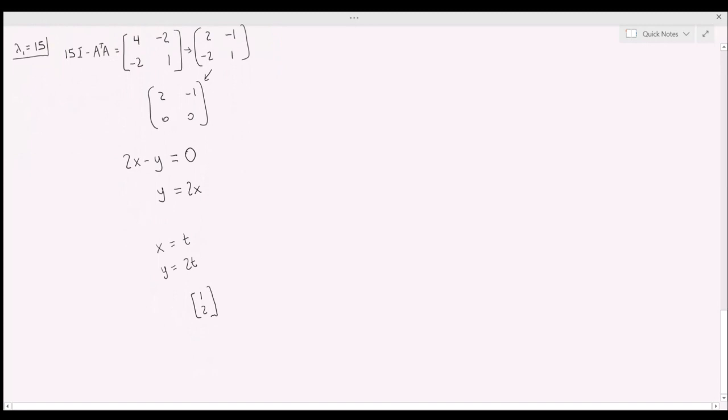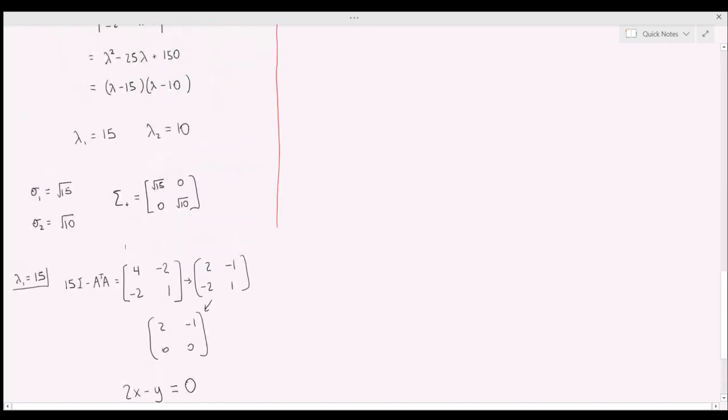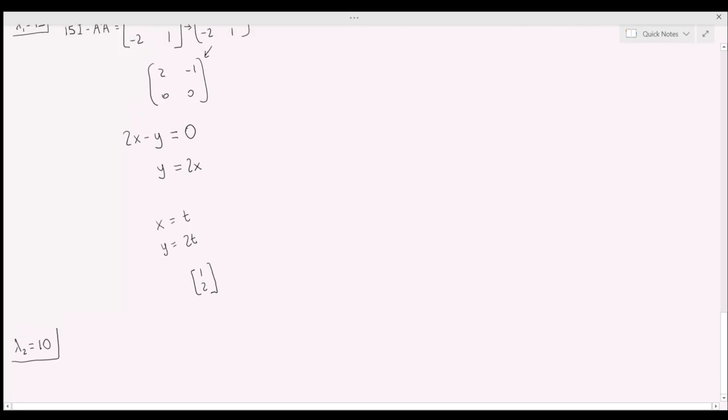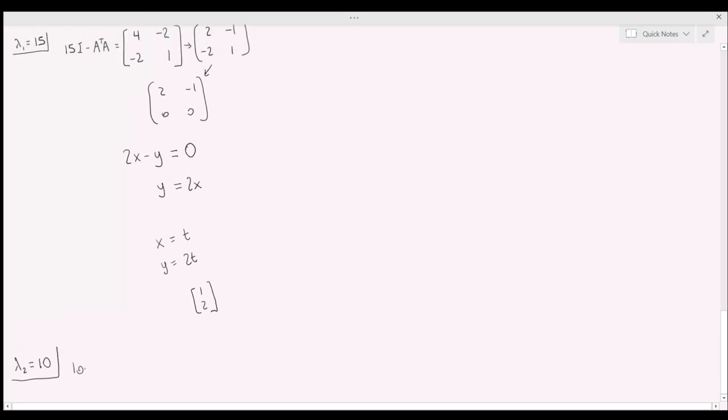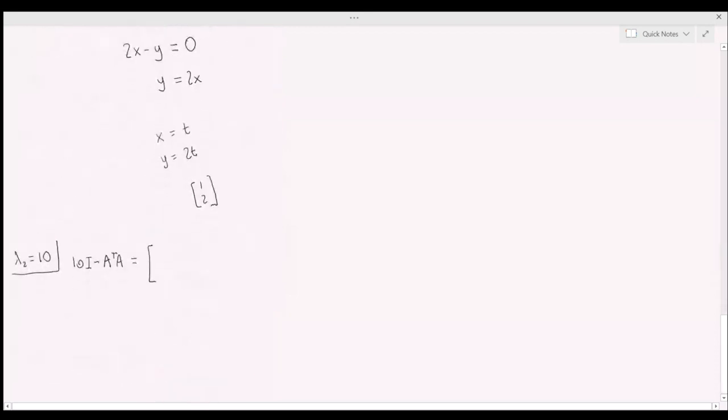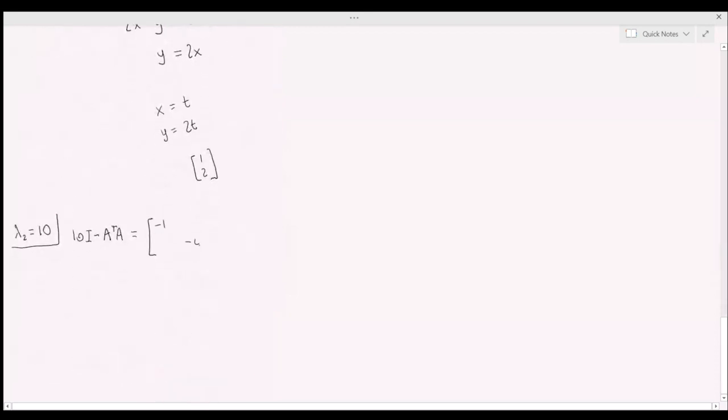And so I'm going to go ahead and find another eigenvector for the other eigenvalue first. So next, lambda 2 was 10, so let's find an eigenvector for this guy. So looking at 10I minus A transpose A. So looking at the original lambda I minus A transpose A matrix, I'm going to plug in 10 for lambda. So it'll be -1 and -4 on the diagonal. And then it was -2 off the diagonal.